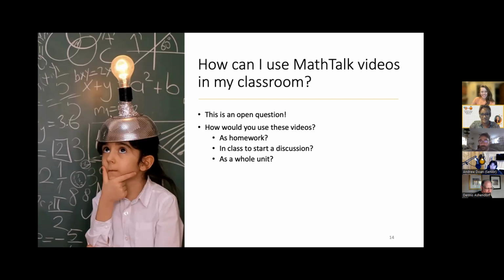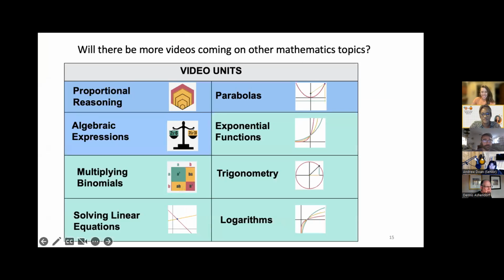Cool. I think we have one more slide. Oh, yeah, I think I already briefly touched on this, but will there be more videos coming on other math topics? We have 5 more planned lessons that we hope to get to. So multiple binomials, trigonometry, linear equations, and then the 2 exponential and logarithms should be on the website in the coming months. And hopefully we plan to expand beyond this. These videos take a while to produce because there's a lot of planning and lesson structuring going on behind the scenes.